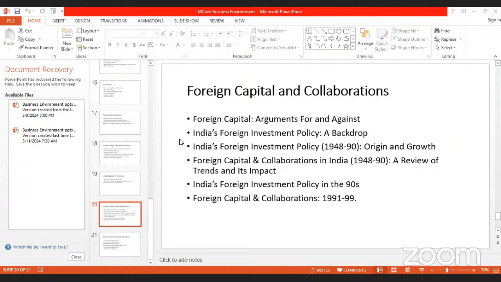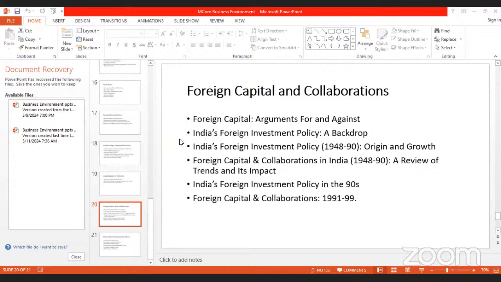Next, let's see the impact of the 1991 to 1999 policy. The first one was economic growth. Then we have infrastructure development, technological advancement, employment opportunities, and integration with global economy. So these were the impact under this policy.